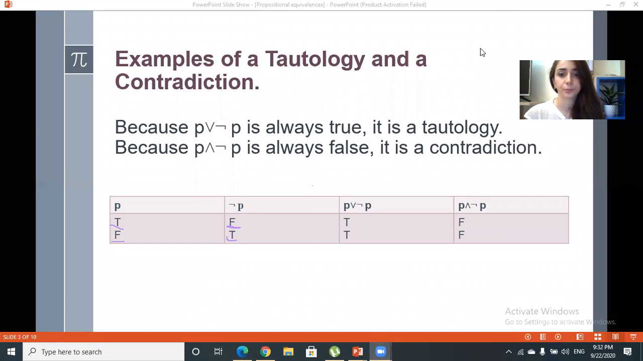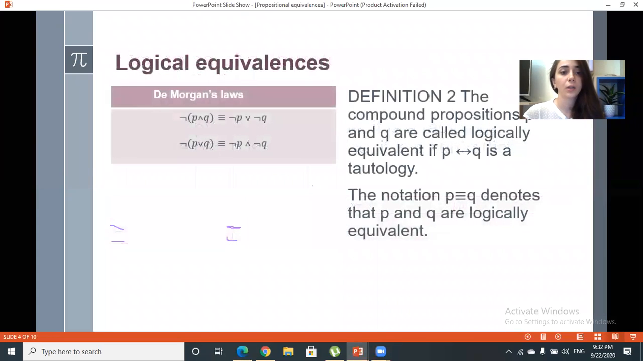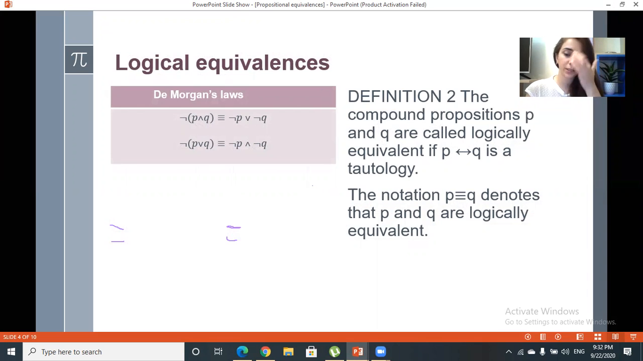Let's continue. Logical equivalences. Definition: the compound propositions P and Q are called logically equivalent if the biconditional between them is a tautology. Okay, this notation denotes that P and Q are logically equivalent. Let's see the table.